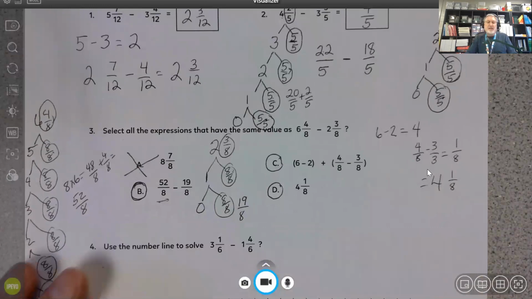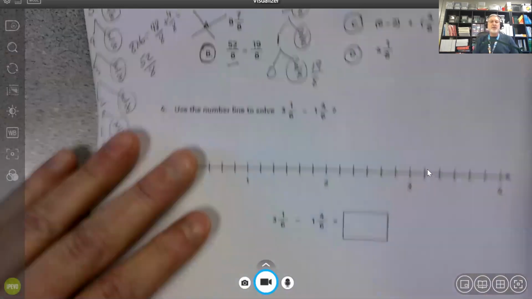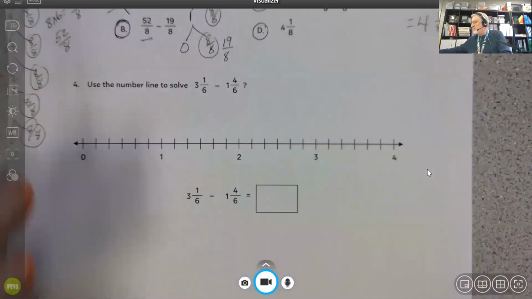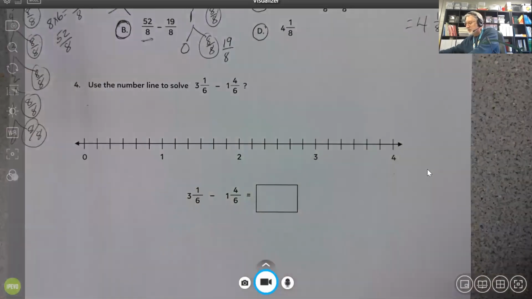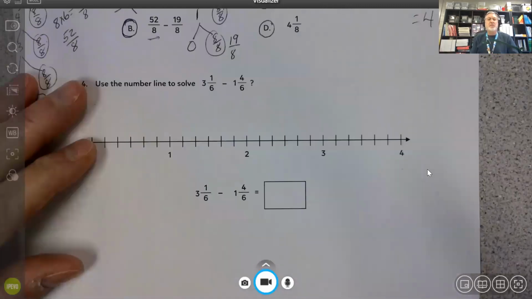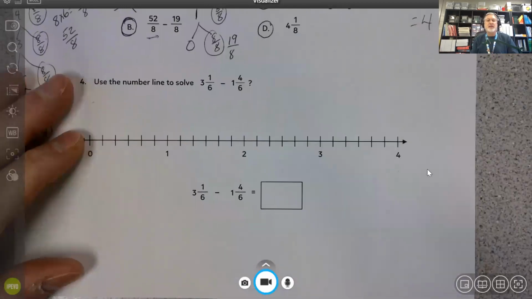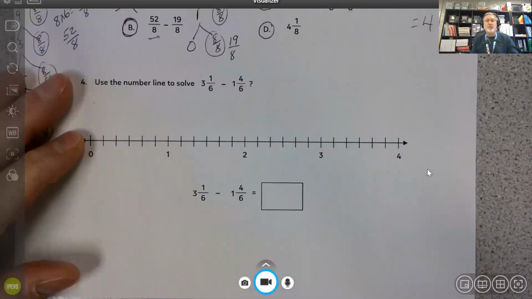All right, now we're going to solve this problem by using a number line. I'm going to bring some colored pencils. I need a little bit of color here. Let's see some color. All right, let's use red and light blue. So I'm going to use the number line to solve 3 1/6 minus 1 4/6.